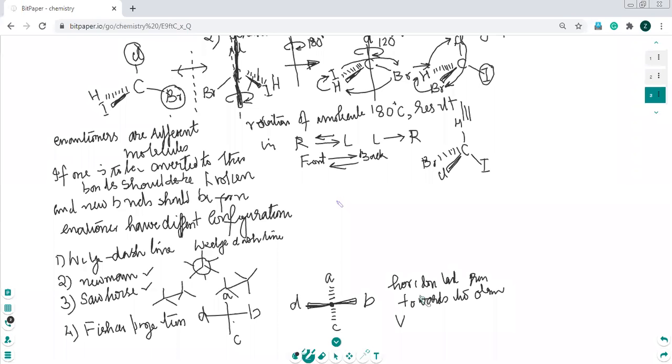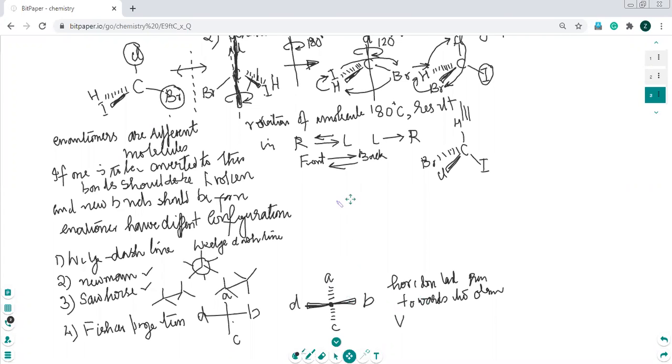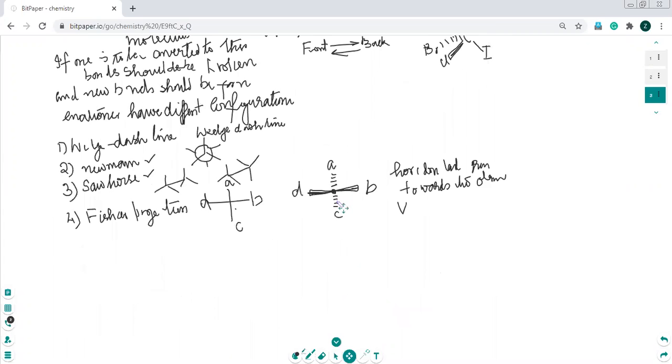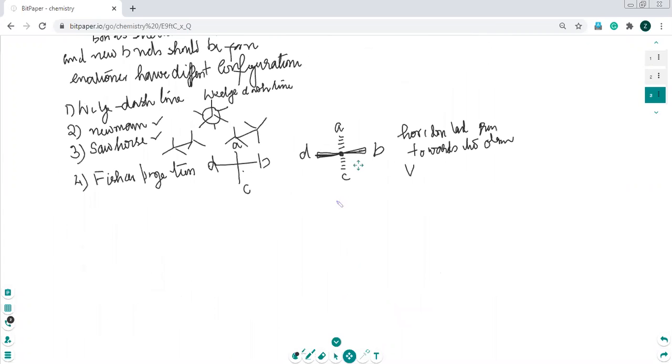So now we have to work with this model and see what happens. Now let us play with this small molecule. Suppose we will take up an actual organic molecule here.